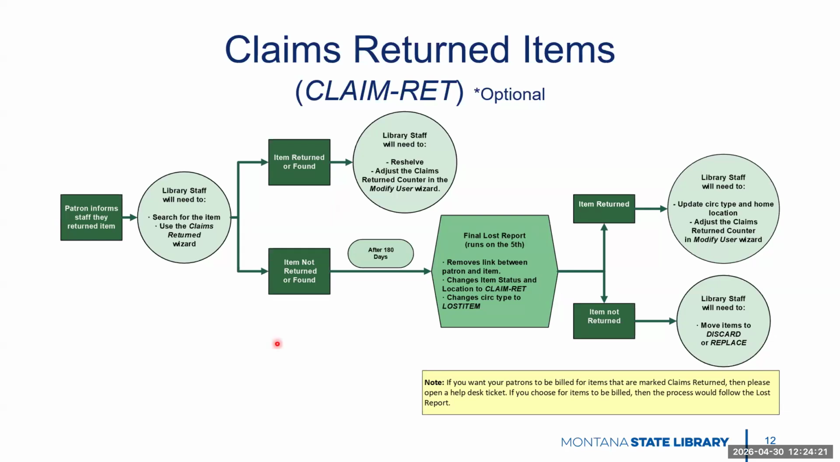If the item's not returned or found, then after 180 days, it's going to move through its very own lost report, which will break the link between the patron and the item. It's going to change the status and location to claims returned, and then it's going to change the circ type to lost item. If it's found after that point, then staff will need to update the circulation type and the home location and then adjust the claims return counter if you can.